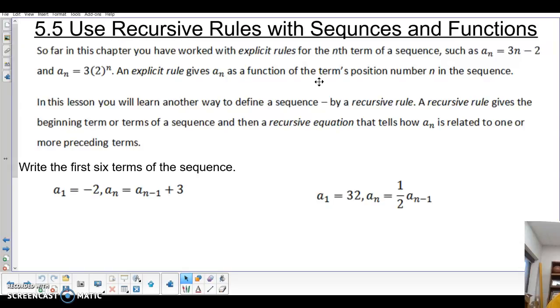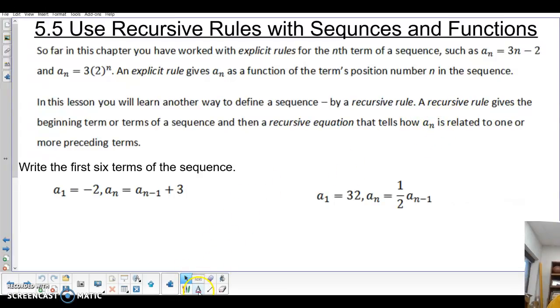And it will explicitly give me the value of that particular term in the sequence. Okay? Now in this lesson, we're going to learn another way to define a sequence. We're going to use recursive rules. A recursive rule gives the beginning term or terms of a sequence and then a recursive equation that tells how a sub n, the nth term, is related to one or more preceding terms. So again, some notation to understand. A sub n means the nth term in a sequence.